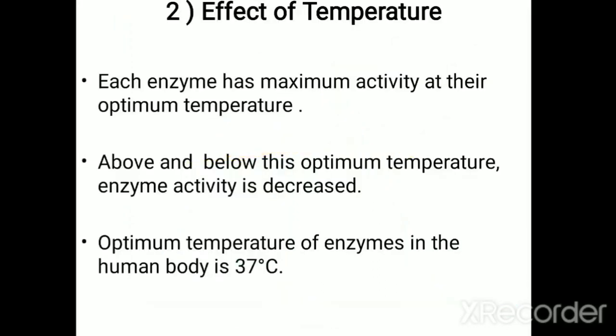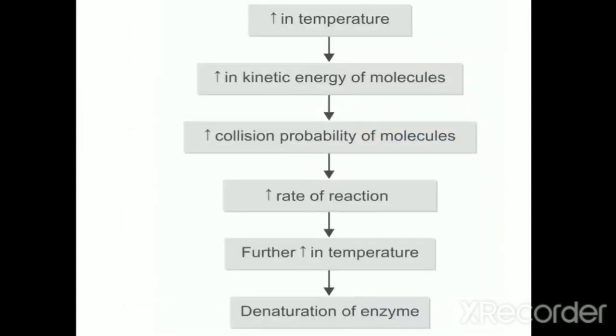Coming to the second factor, that is the effect of temperature on enzyme activity. It is also similar to the pH. Each enzyme molecule has maximum activity at its optimum temperature. In case of the enzymes present in our body fluid, most of the enzymes have maximum activity at normal body temperature, that is 37 degrees Celsius. That is the optimum temperature of enzyme molecules present in our body fluid. So any change in this temperature will reduce the activity of an enzyme molecule.